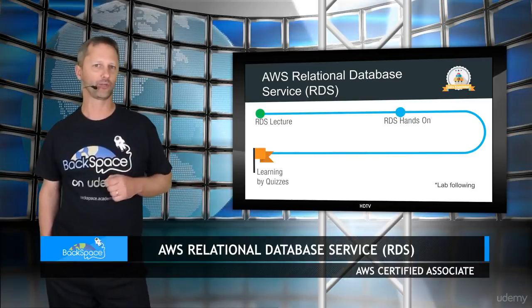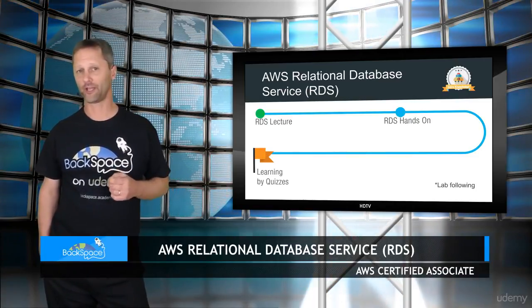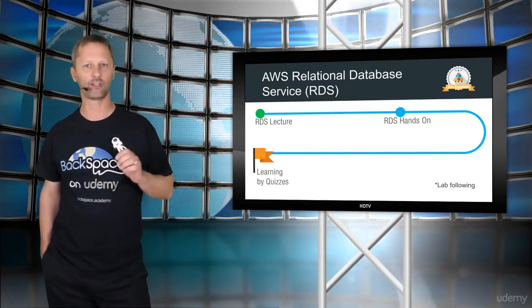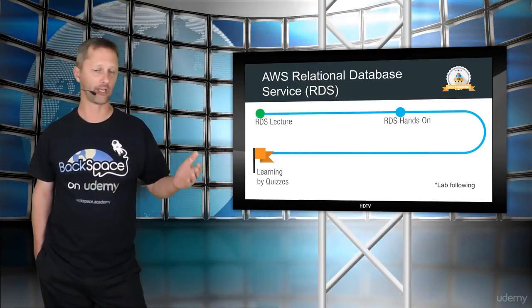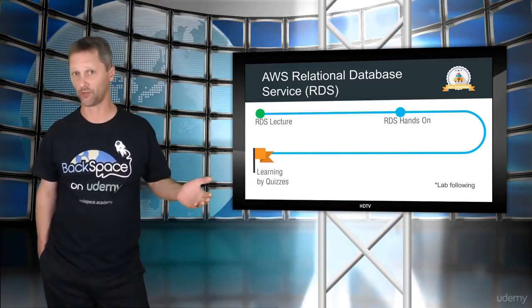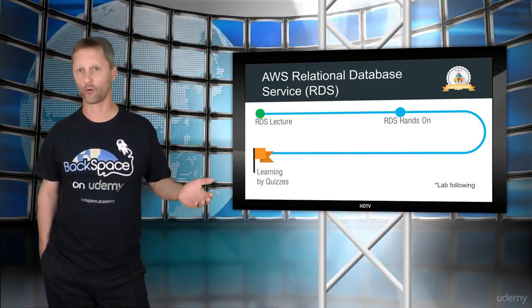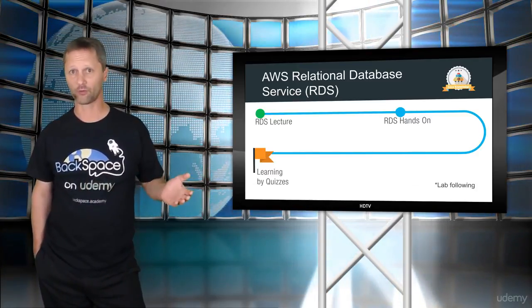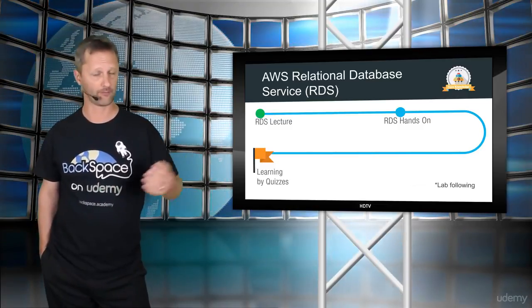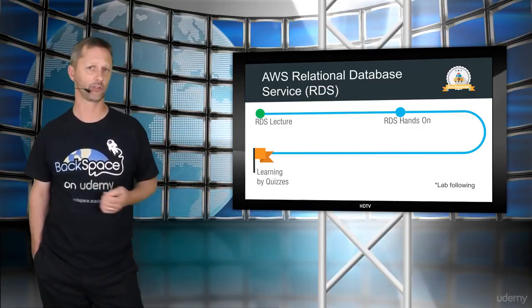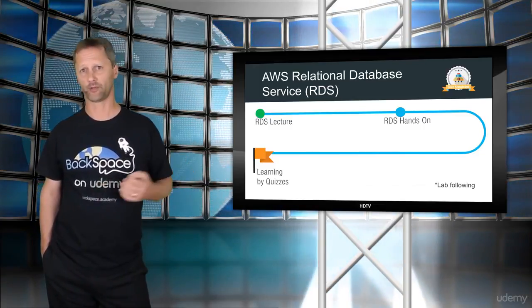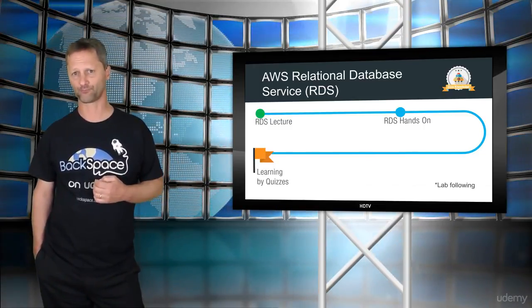RDS, or Relational Database Service, is AWS's SQL offering of databases. They can include Microsoft SQL Server, Oracle, MySQL and all of the many different variations of MySQL, and also Aurora DB, which is Amazon's own implementation of MySQL.